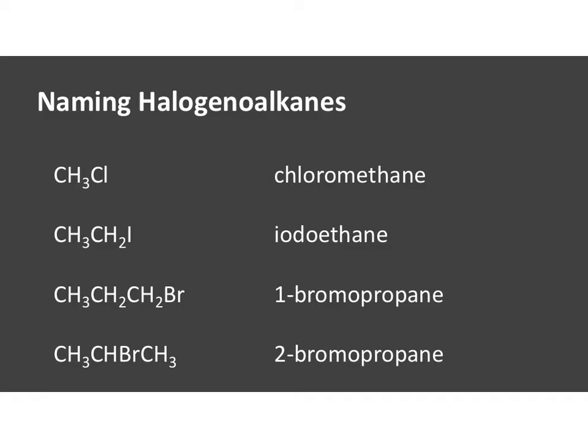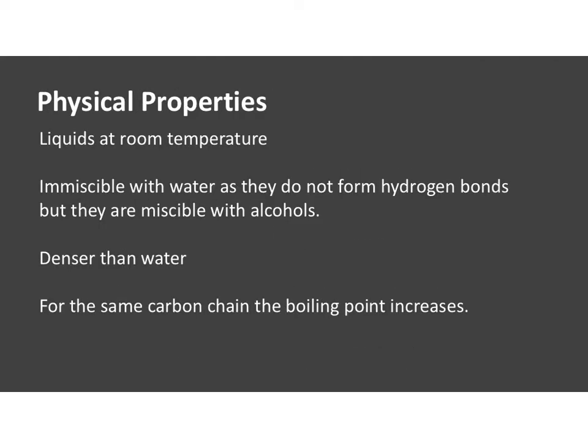But how do you name them? Well, the halogen goes at the front, followed by the alkane name. So we have chloro, iodo for iodine, and bromo for bromine. And you just need to remember to put the position of your halogen if required. Obviously, you don't need to for the first two, but once you have a chain length of 3, you do need to put the position in.